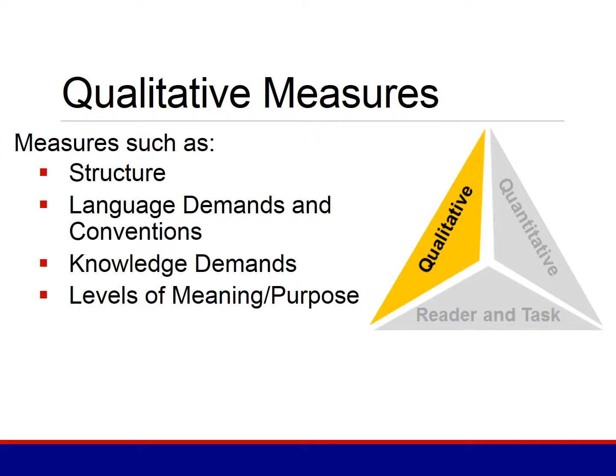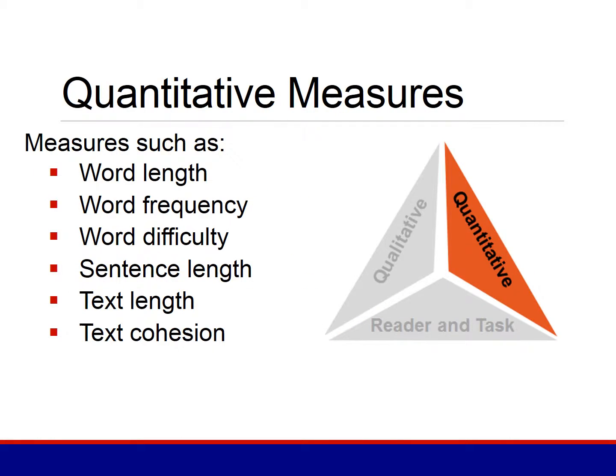Qualitative measures. The qualitative measures involve using text structure, language demands, conventions, the knowledge of those demands, as well as the levels of meaning and the purpose. The quantitative measures measure things such as the word length, the word frequency, the word difficulty, the length of the sentence, the length of the text, as well as the text cohesion.